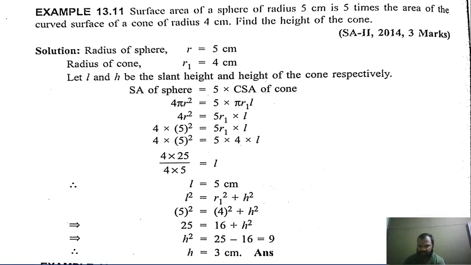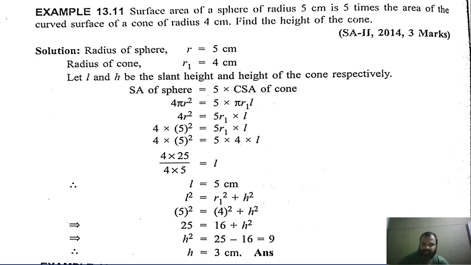It is the answer. Okay, next question, it is on your screen. Question number 11. Surface area of a sphere of radius 5 cm is 5 times the area of the curved surface area of the cone of radius 4 cm.